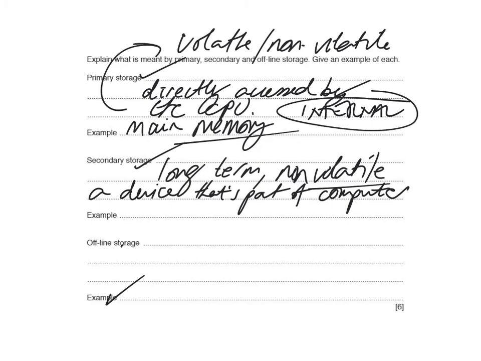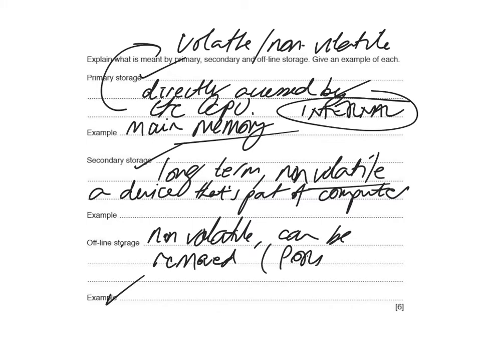And then offline storage is going to be non-volatile again, but the big difference is it can be removed, which is USBs and so on. Portable might be a good thing to expand on there.